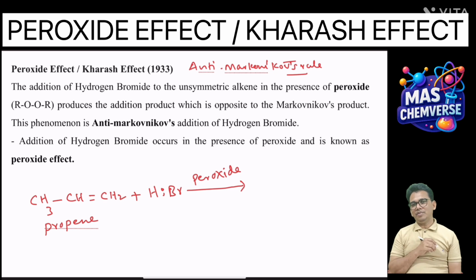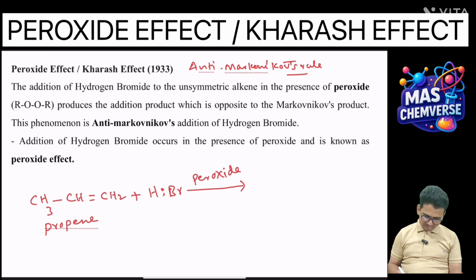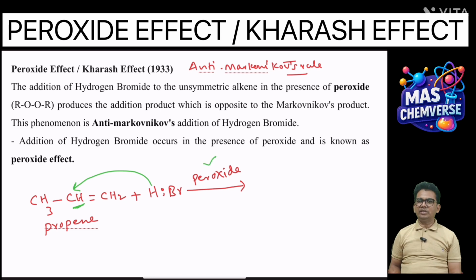In the case of Markovnikov's rule, what happens? Hydrogen goes to the carbon which has the more number of hydrogens. This happens in Markovnikov's rule. But here it is opposite. Hydrogen goes to the doubly bonded carbon which has the fewer number of hydrogens. Remember this. This occurs in the presence of peroxide.